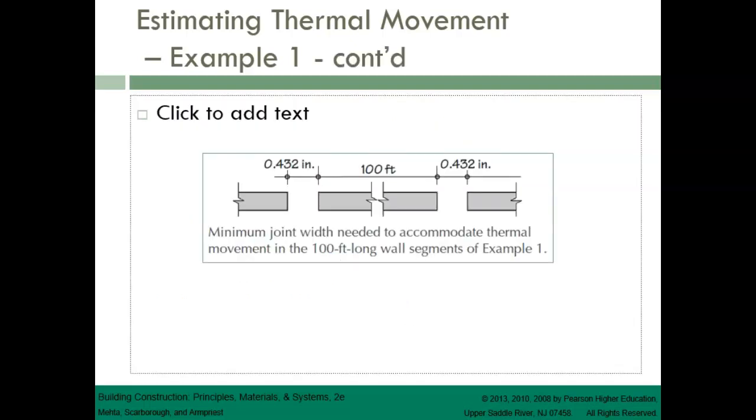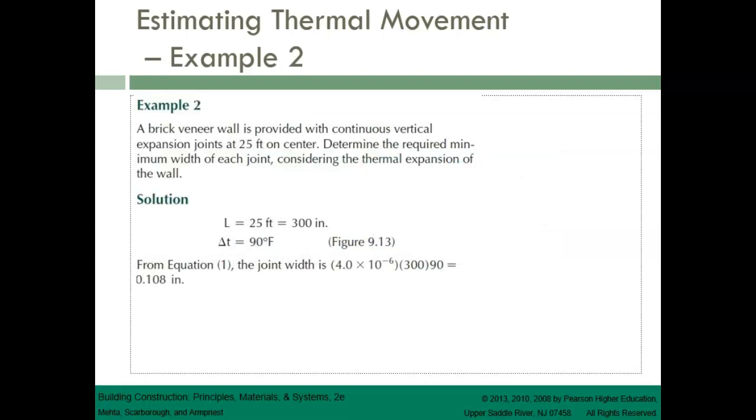So in the previous example, each segment of the 100-foot clay wall would have to have a joint that's at least 0.432 inches wide. And again, we would round that up to a half inch. In example 2 in your text, a brick veneer wall is provided with continuous vertical expansion joints at 25 foot on center. Determine the required minimum width of each joint, considering the thermal expansion of the wall.